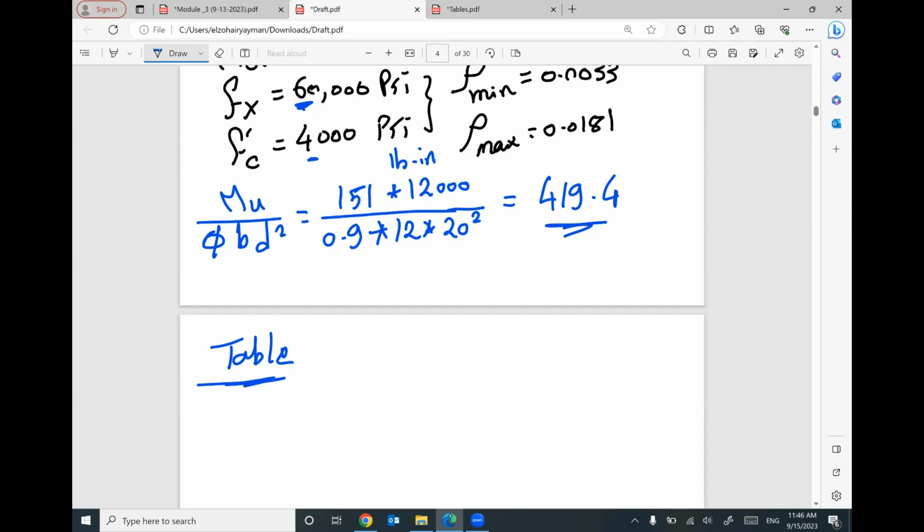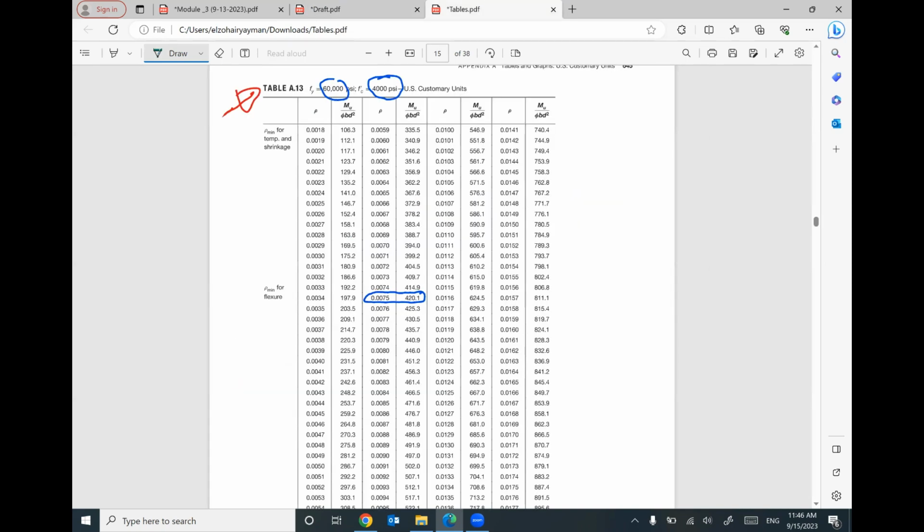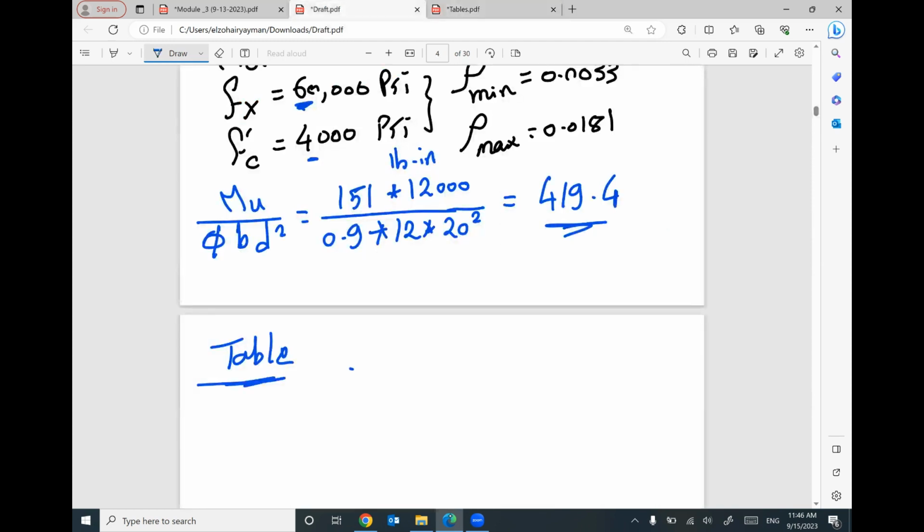And your value is 419. So 400, we have 414, we have 420. Your value M ultimate divided by phi B D square equals 419.4. So I'm going to use 420, the nearest upper value. The corresponding value for rho, based on this table, is 0.0075.